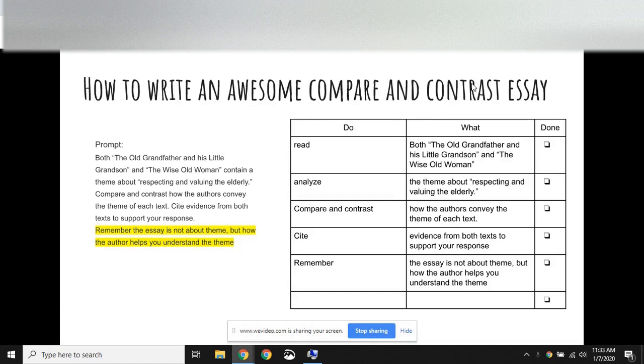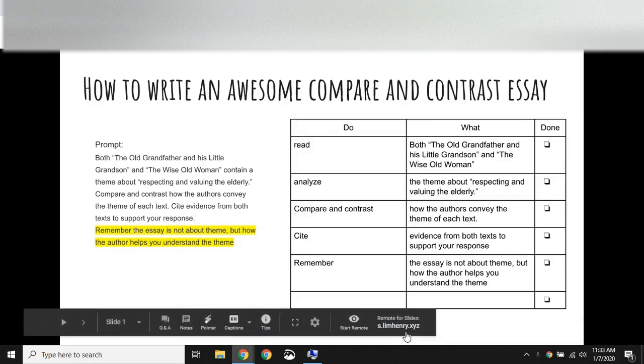Okay, what we're going to do today is we're going to be taking a look at how to write an awesome compare and contrast essay. The first thing we want to look at is our do what chart. We want to think about what the prompt is asking us to do.